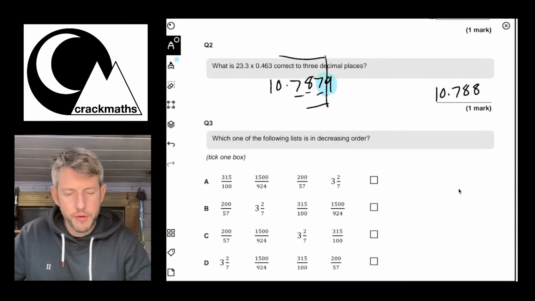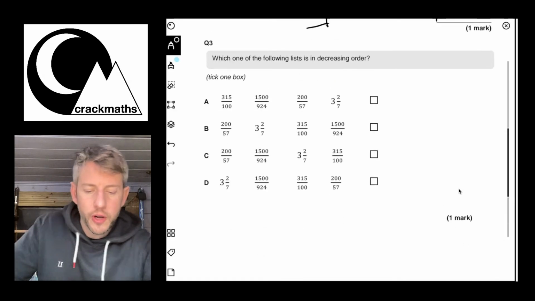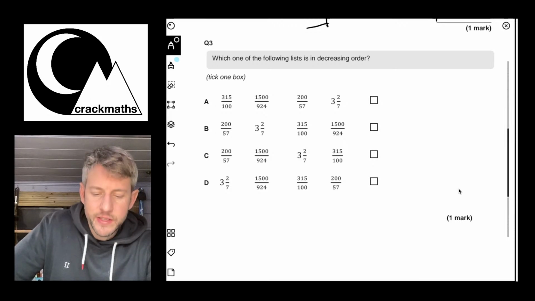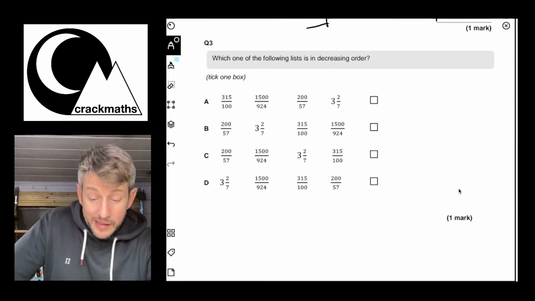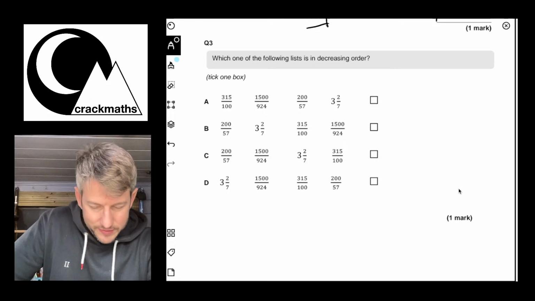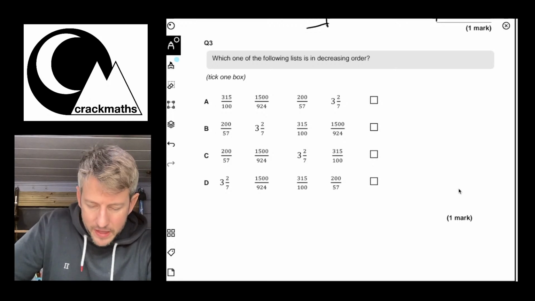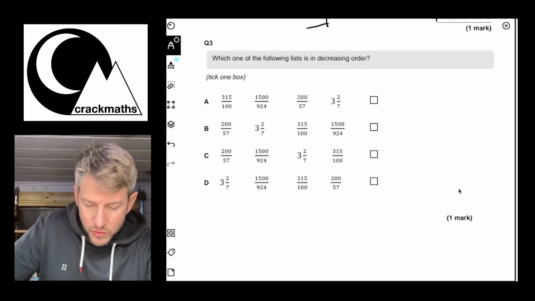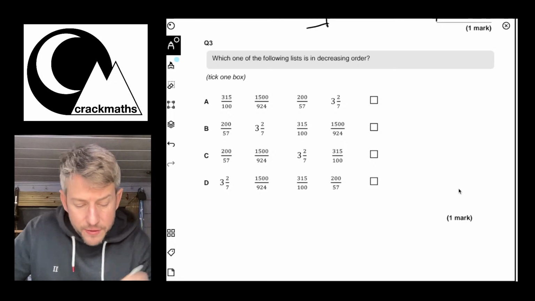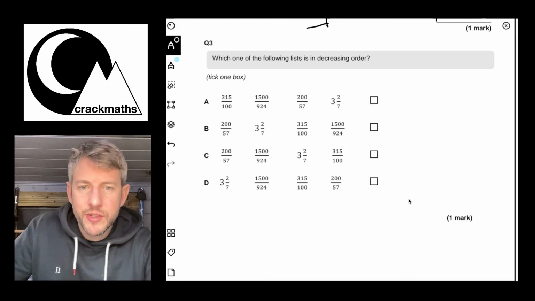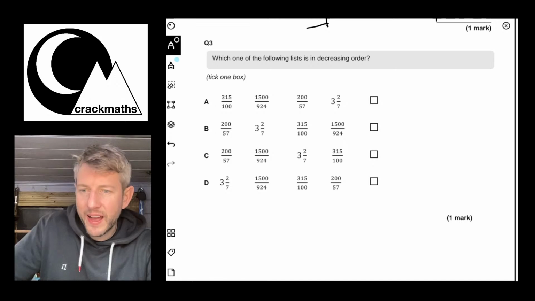Okay, question 3. Which one of the following lists is in decreasing order? Oh dear. Right. Oh, this is just a lot of calculating. Is there anything obvious to see first? Well, it's the same 4 numbers over and over again. So let's just work out what they all are as decimals.